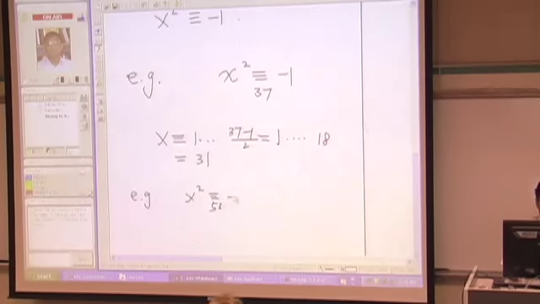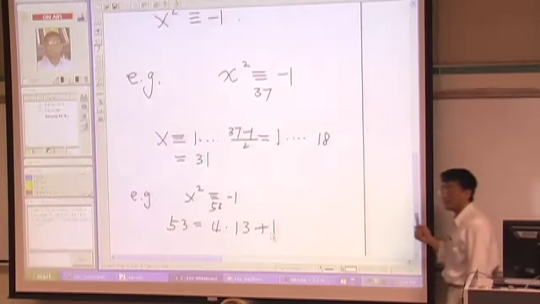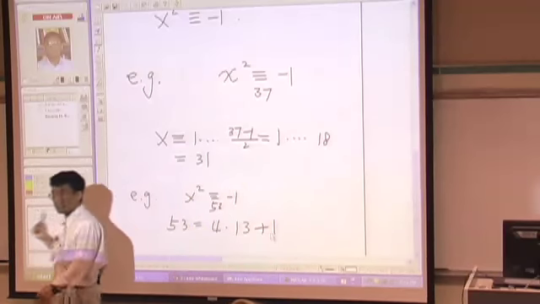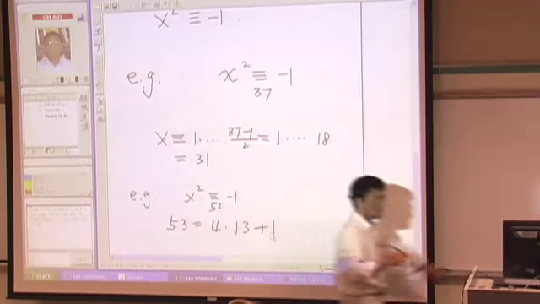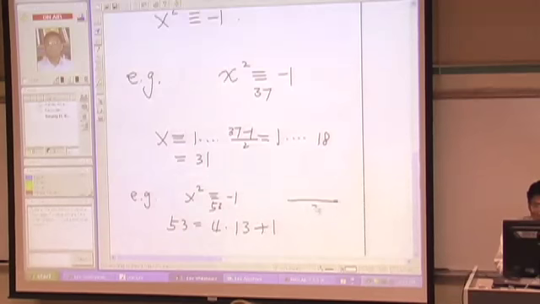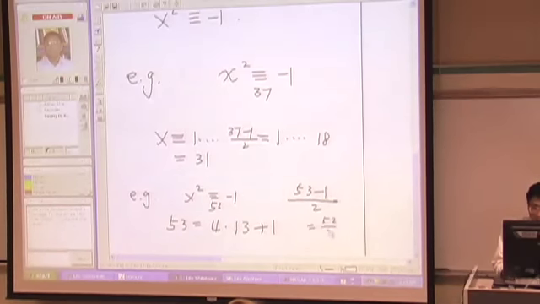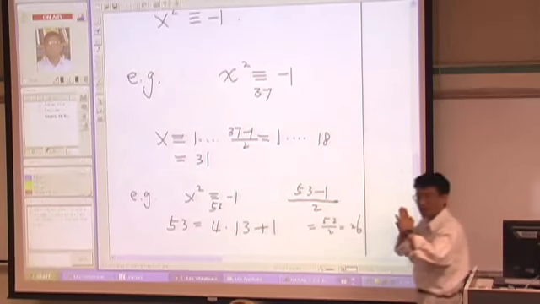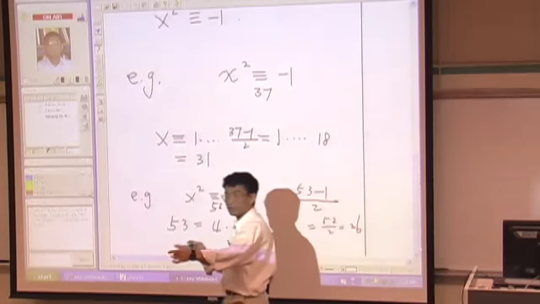53 is equal to 4 times 13 plus 1. So it is 4k plus 1 type. That means it has a solution. Then what is the solution? It is 53 minus 1 over 2, 52 over 2, which is 26. We should multiply all the way up to 26. That's the solution. So let's do it.